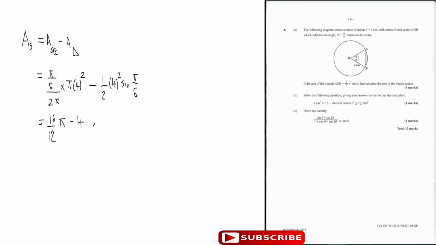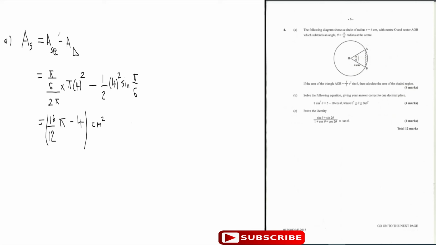And so this is now the area shaded. So you can just write units. Oh, it's centimeters. So this is the area shaded. So just tell them that this is centimeters squared. 16 over 12 pi centimeters squared. And that takes care of part A.